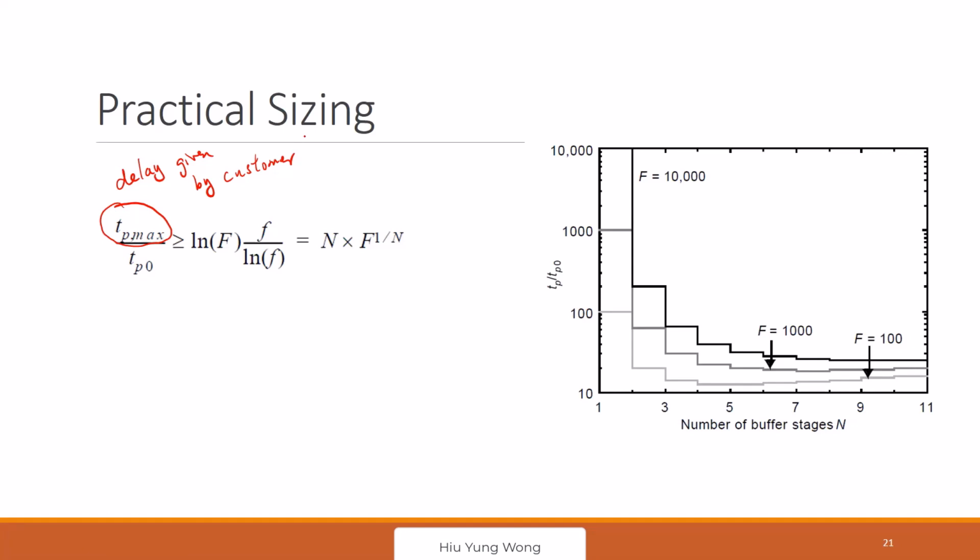I'm not going to derive it, but basically it has an equation. This is the intrinsic delay. What you want to do is size it so that TP max divided by TP0 equals n times f to the power 1 over n. And this is the plot of this equation.